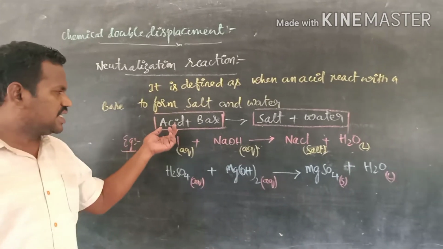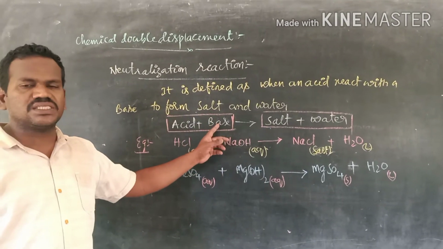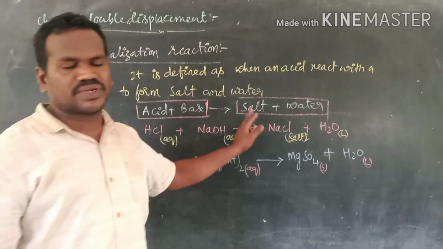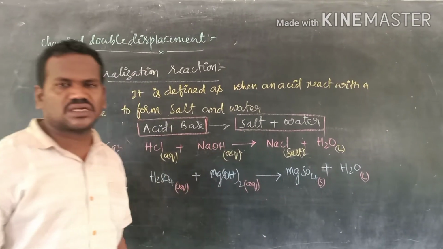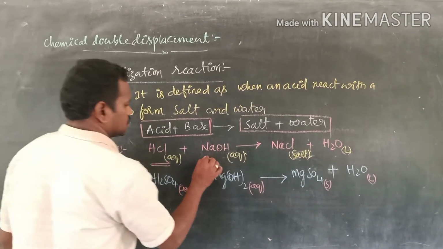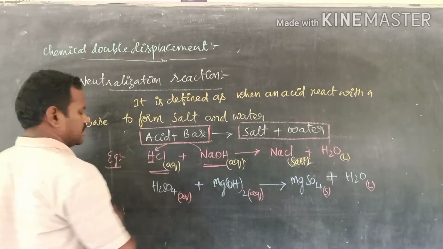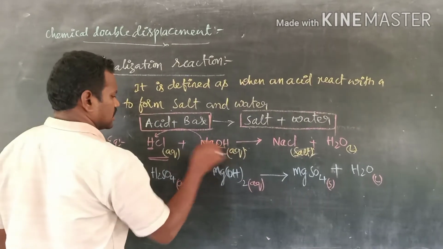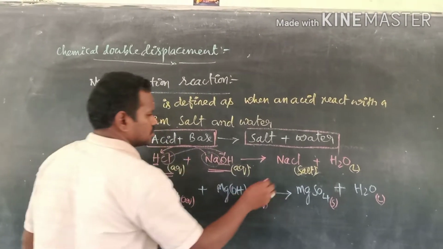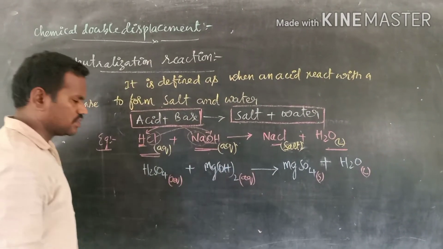Why? Because the acidic nature of the given substance is neutralized by the base, or the basic nature of the given substance is neutralized by the acid. So salt is formed. Such reactions are called neutralization reactions. See here an example: hydrochloric acid and sodium hydroxide. The place of hydrogen is displaced by the sodium and the place of hydroxide is displaced by the chlorine. Now sodium with chlorine gives sodium chloride, and hydrogen with hydroxide gives water.